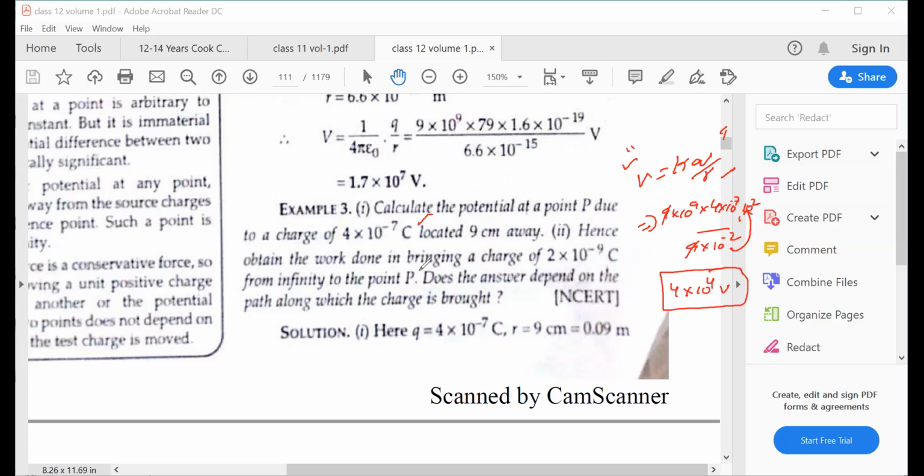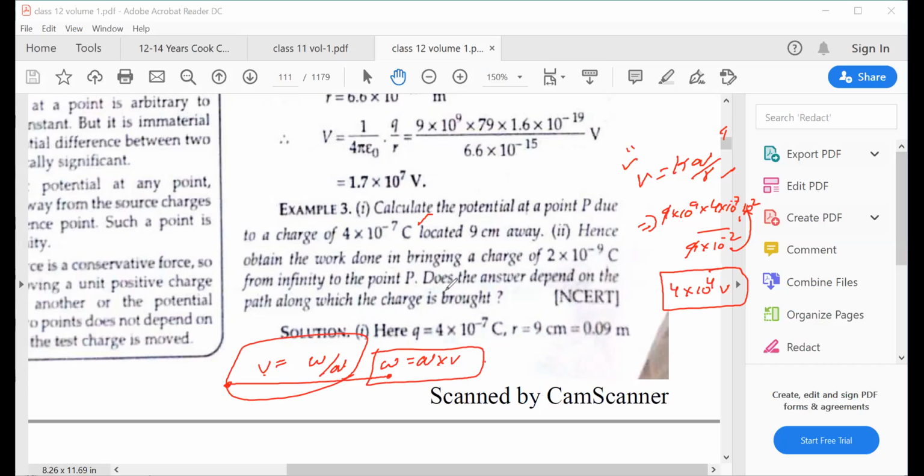Hence, obtain the work done in bringing a charge. There is a charge being brought from infinity to the point, so there is work. Potential is equal to work by charge, so work depends directly on the charge and the potential. W is equal to Q into V.